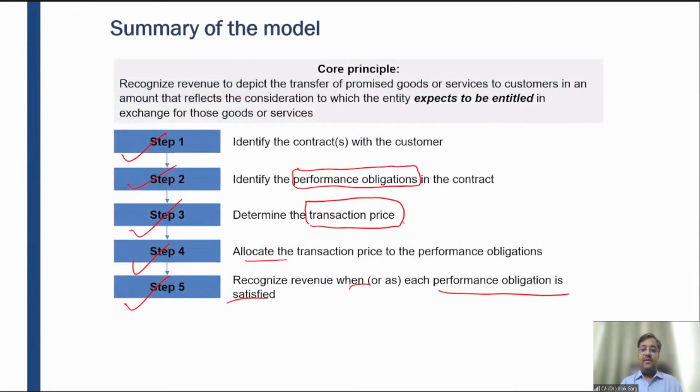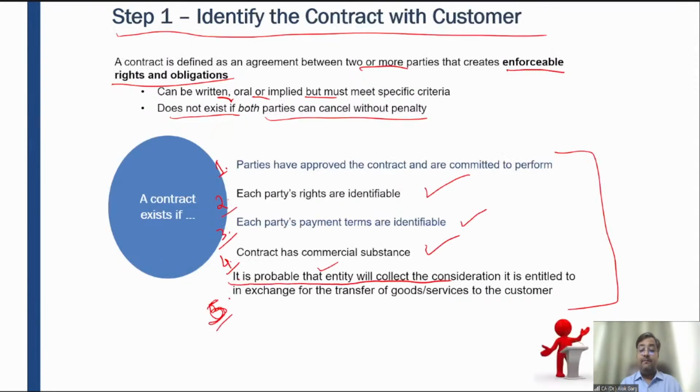Then we discussed, with the help of a helicopter view example of air conditioner installation, stabilizer, and maintenance service, what these 5 steps are. The first one was identify the contract with the customer, and we also understood that this is the entry step in this particular standard. This is the first step: identify the contract with the customer.